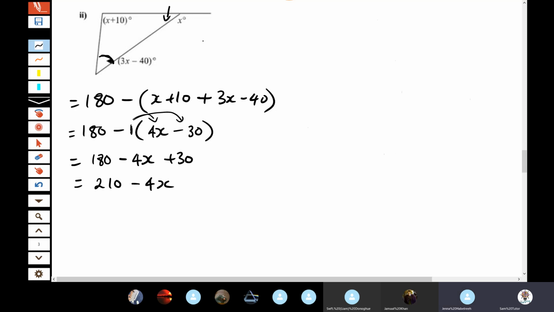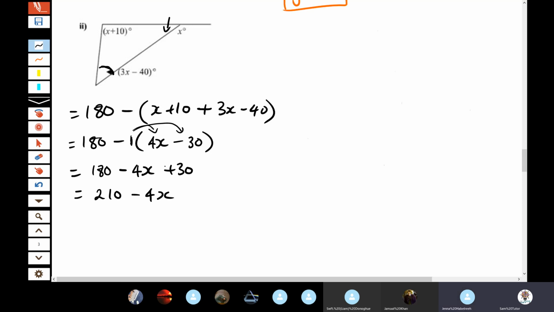Oh, good. 210, take away 4x. Anyone have any questions? All right. So you found that. That's great. Now what? 180 minus bracket 210 minus 4x bracket. What must that equal to? So if you're going to do 180, if you're going to do 180 take away this angle, what would you write it equals to?